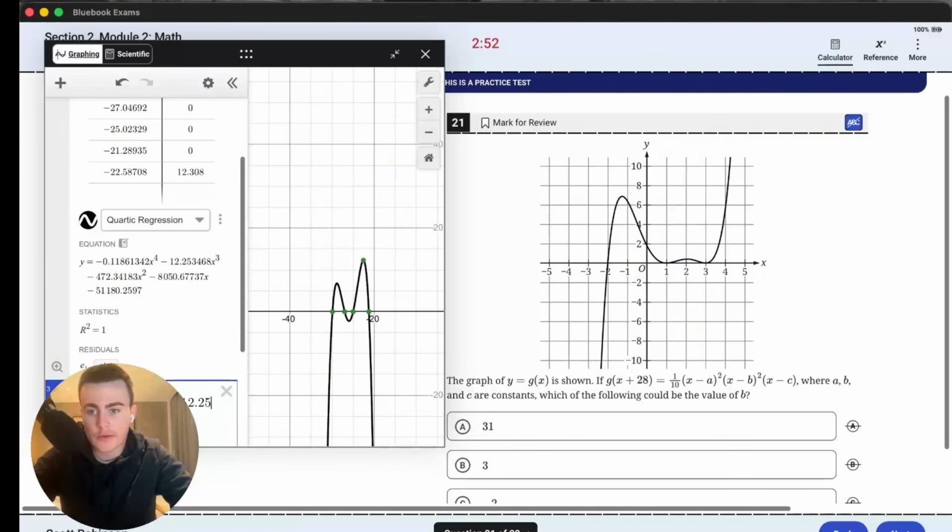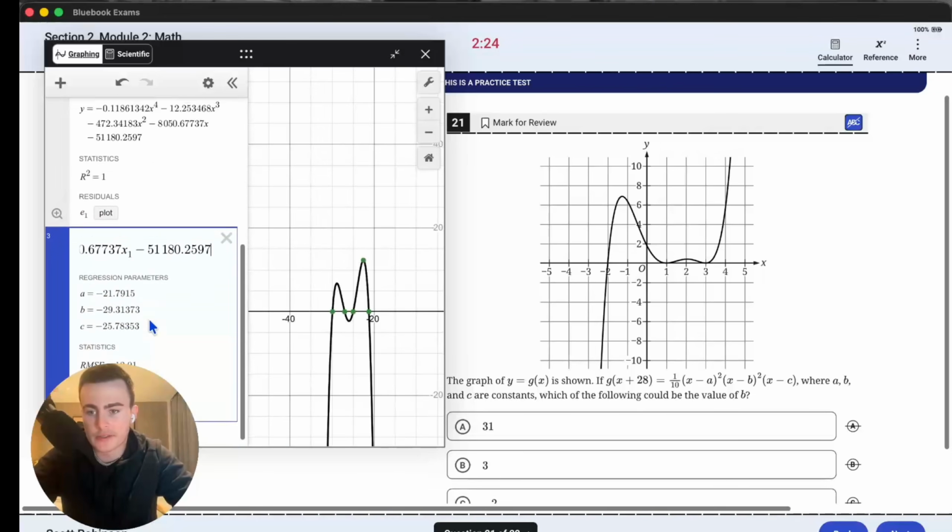minus 12.253468 x1 cubed minus 472.34183 x1 squared minus 850.67737 x1 minus 51180.2597. All right, we should be pretty close.